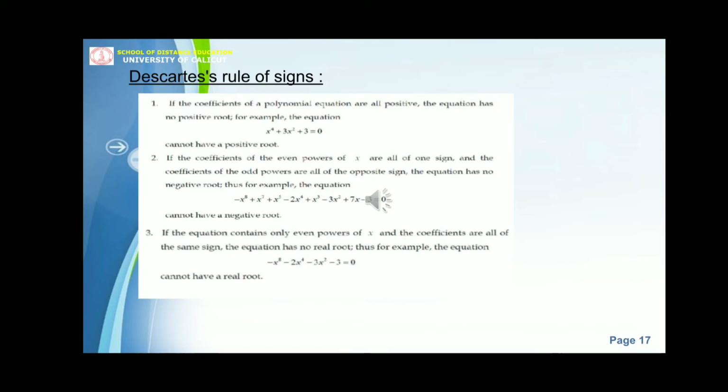The second rule is that if the coefficients of the even powers of x are all of one sign and the coefficients of odd powers of x are all of the opposite sign, then the equation has no negative roots. The third rule is that if the equation contains only even powers of x and the coefficients are all of the same sign, then the equation has no real roots.